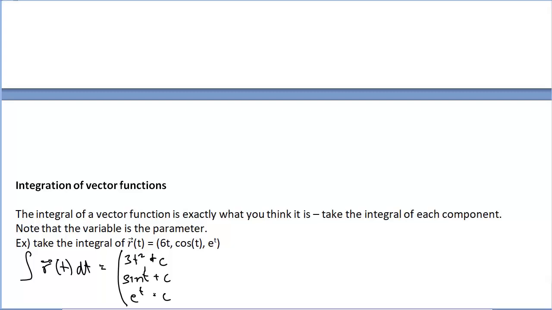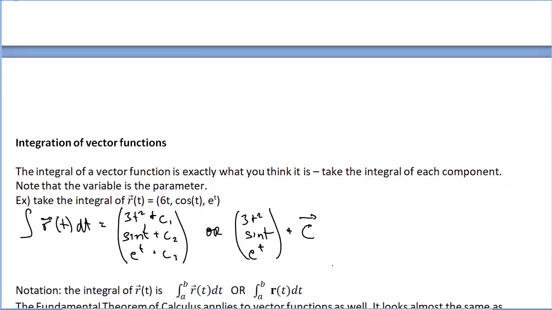Now each of those does not need to be the same constant. So we're simply going to indicate that with C1, C2, C3. And there's the final answer. Another way to write this is to put the indefinite integral as one vector, and then to say we're adding on not a constant, but some constant vector. That looks a little bit more like the single variable calculus version.